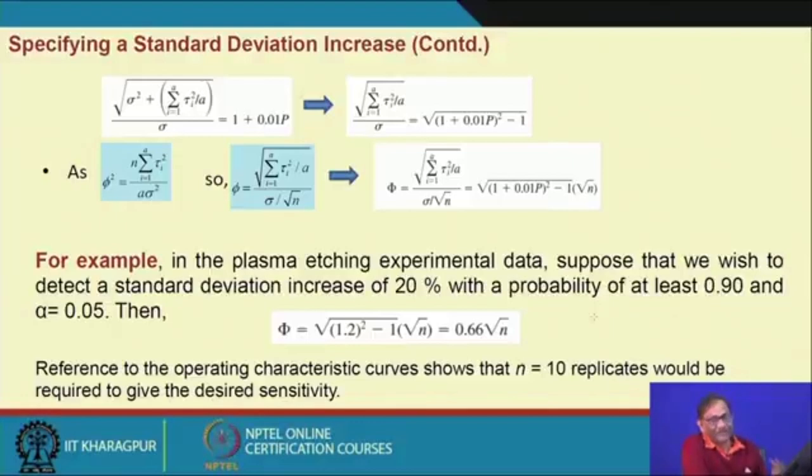Obviously, you specify a particular alpha, let it be 0.05. Then so long as you are not getting the required power, you increase n. For the earlier example, the plasma etching example, we found that if n equals 10, then it gives the required percentage increase in standard deviation, which we pre-specified as 20%.